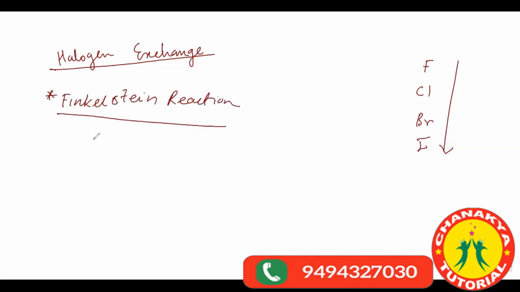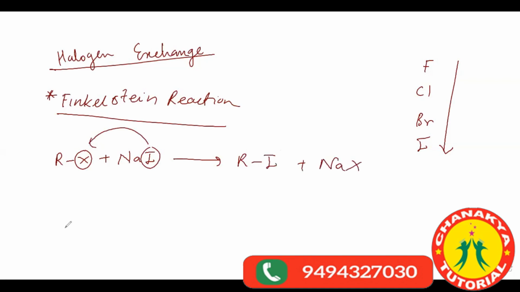In the Finkelstein reaction, what happened? Your alkyl halide RX reacts with sodium iodide, NaI, which is a metal iodide. Replacement of halogen takes place. X is replaced by iodine, and you will get RI plus NaX, where X is either chlorine or bromine. Clear? So this is your last preparation reaction for the haloalkanes.